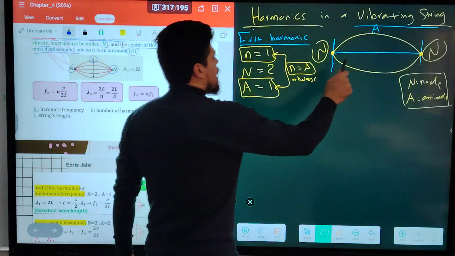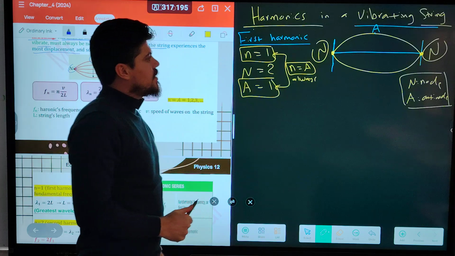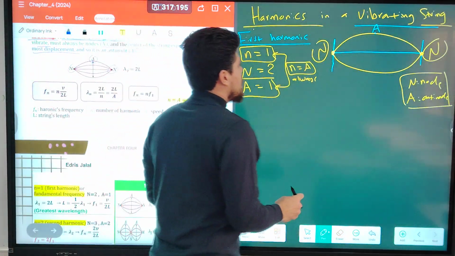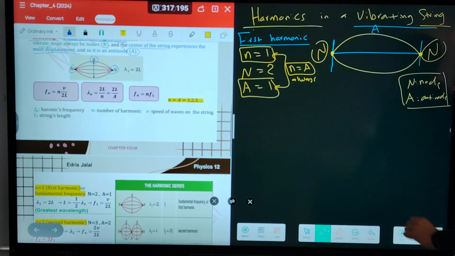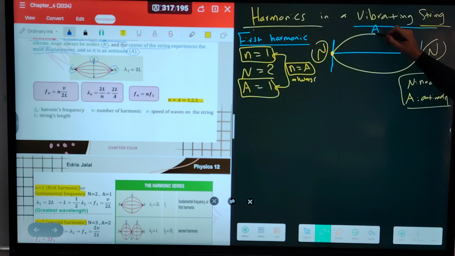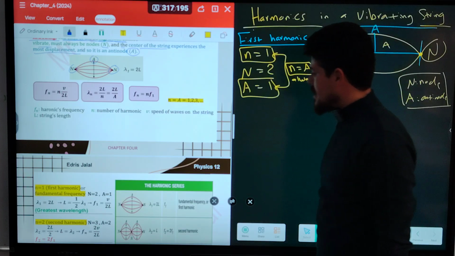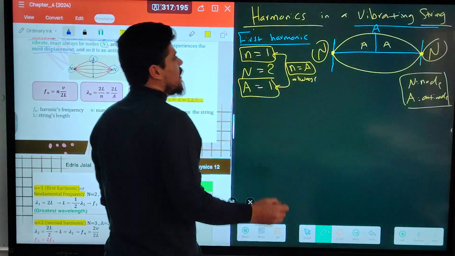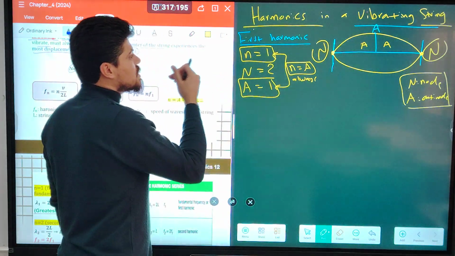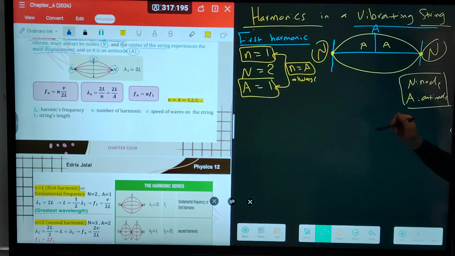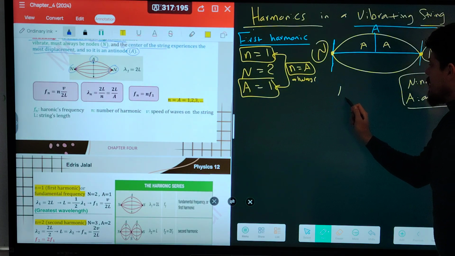Guys, look. How many wavelengths do we have in the simplest standing wave in a vibrating string? The fundamental frequency has a half wavelength. Okay, how many wavelengths do you have? So you can divide it into 2 parts. As we studied in chapter 3, from this point to this point, how many wavelengths do we have? We have half a wavelength.